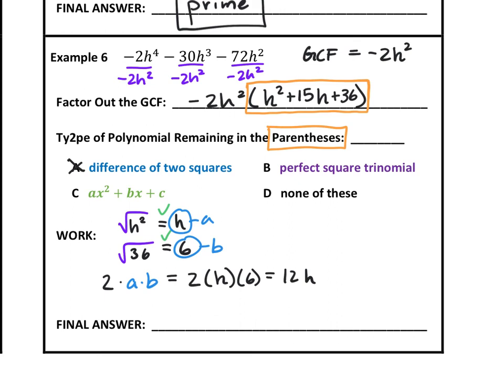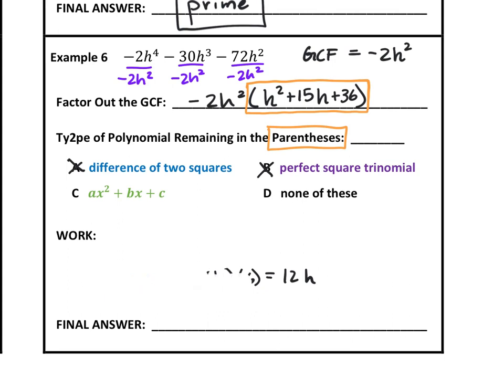Does that match the middle term? No. Okay, so then it's not a perfect square. It's not a perfect square, so I'm going to cross out option B. I'm going to erase my work for the perfect square because it wasn't a perfect square. Okay, so the next method, is it a table method situation?